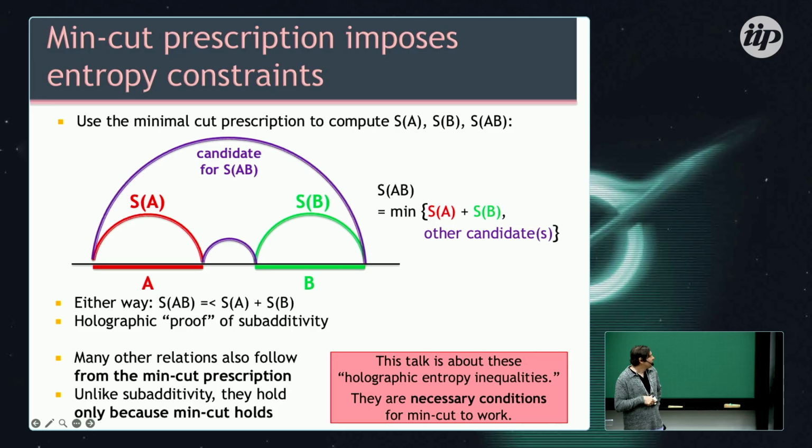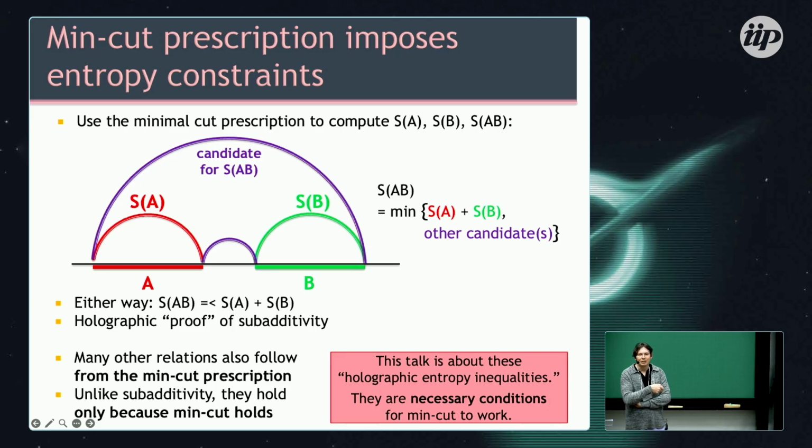However, many other relations also follow from the minimal cut prescription, and unlike subadditivity, they hold not by quantum mechanics alone, but because the minimal cut prescription is assumed. And so they are direct consequences of the minimal cut prescription.